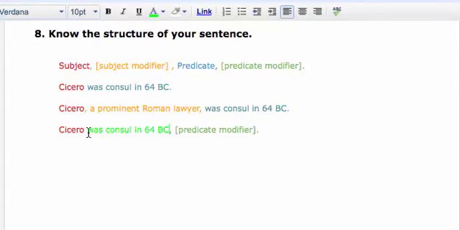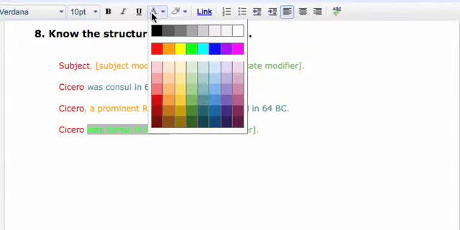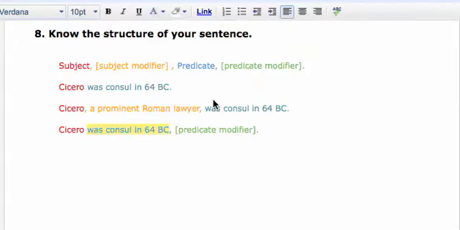I have to change the color here back to this blue. Cicero was consul in 64 BC, the first member of his family to achieve that honor. So that we are saying Cicero is the subject, was consul in 64 BC, and then the predicate modifier is the first member of his family to achieve that honor.